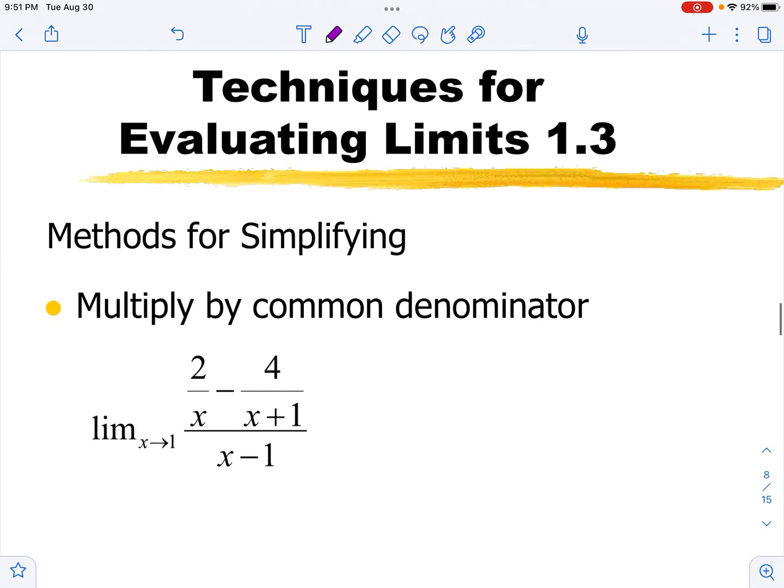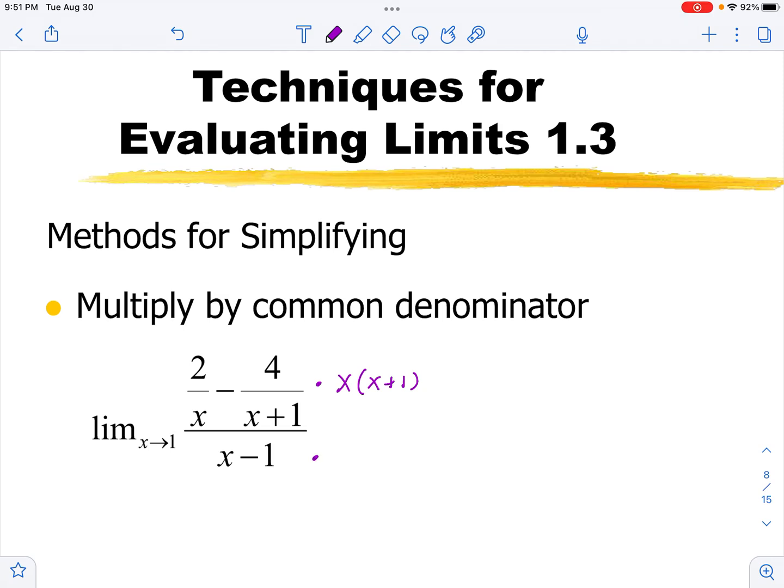The next technique that we are going to do is to multiply by a common denominator. So what you'll see with these, you'll see fractions within fractions. Again, direct substitution won't work. Our denominator would be 0. So our common denominator here is, we look at our two denominators. We have an x and we have x plus 1. So your common denominator is x times x plus 1.